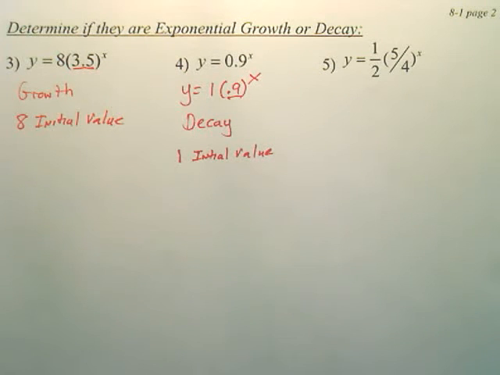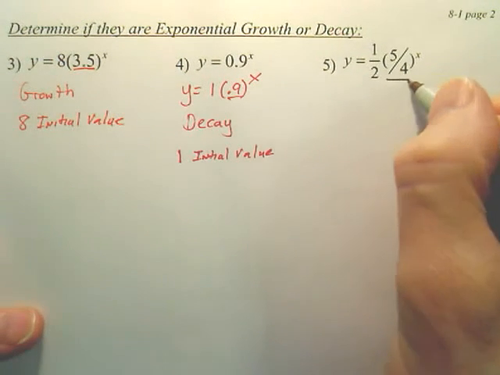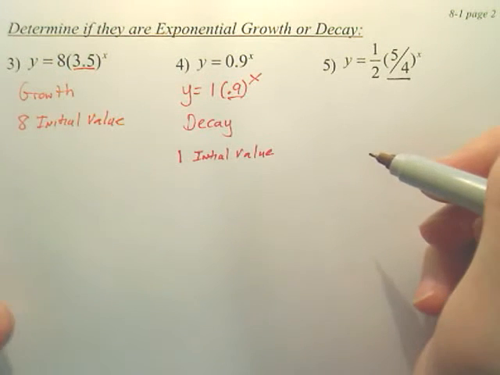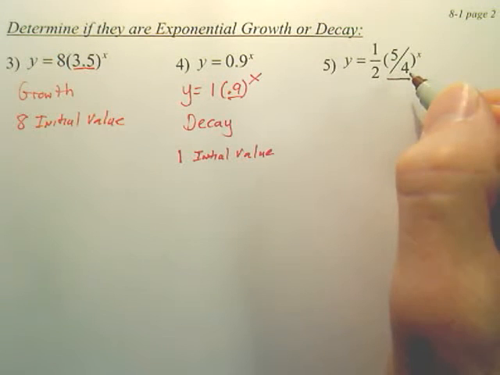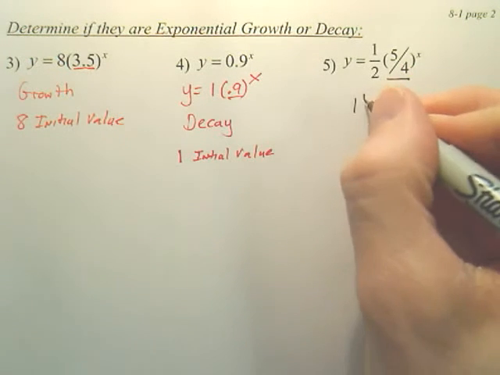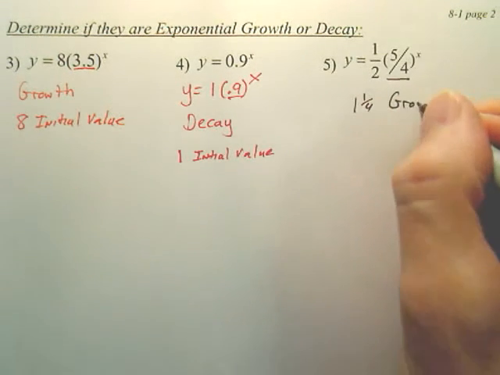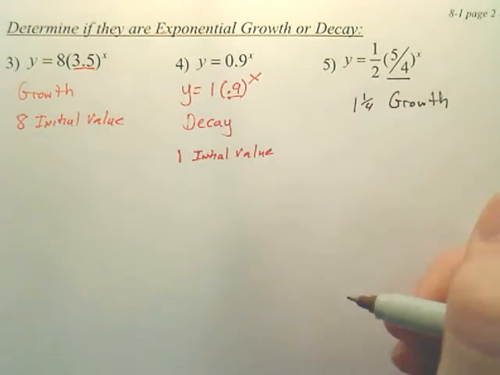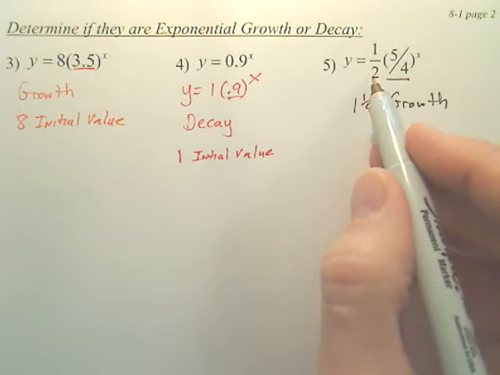Okay. The next one, is this a growth or decay? When we look at that, a lot of people mess up, and they think that's less than 1 because it's a fraction, but it's actually bigger than 1. That's 1 and 1/4. So this one is a growth because that's 1 and 1/4. Now, your initial value is 1/2.